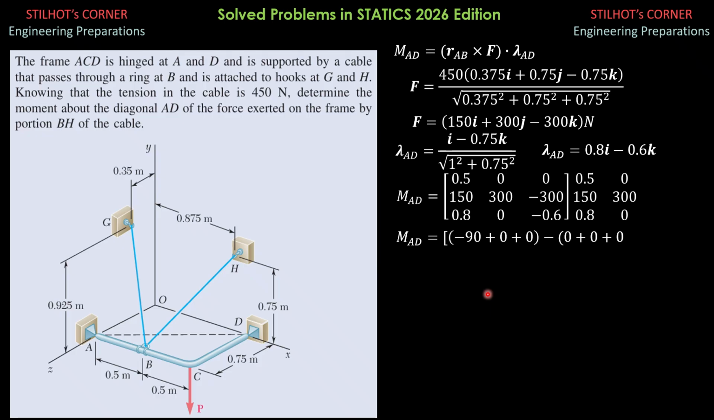And therefore, the moment of the force about axis AD is negative 90 newton meter. So that's it for this problem.